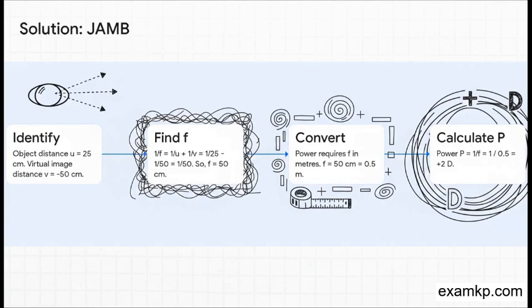But we're not done. To find power, the focal length must be in meters. 50 centimeters is 0.5 meters. Power is 1 over F. So 1 divided by 0.5 gives us our final answer, plus 2 diopters.